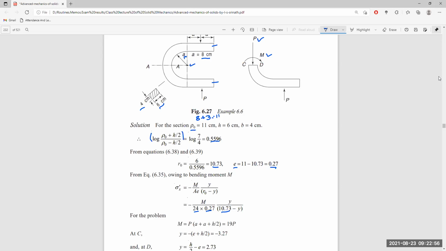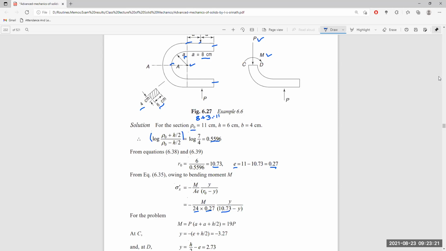What's the bending moment acting over this section? The bending moment is created by this external point load here. So you have to find the distance of the CG from the point of application of this point load. It is given as 8 plus this A, from here to here, this is A, and from here to here, this is also A.